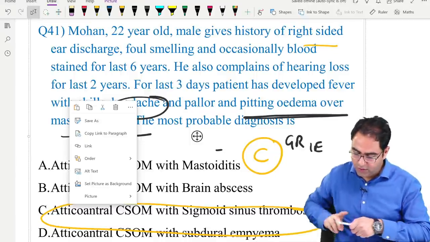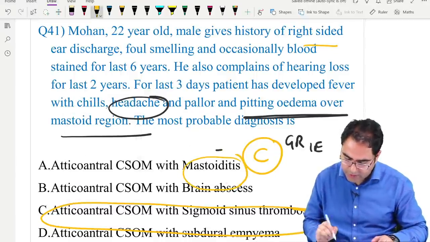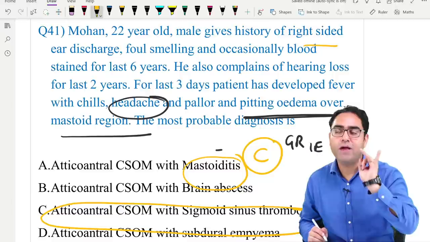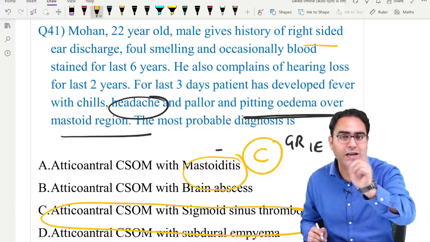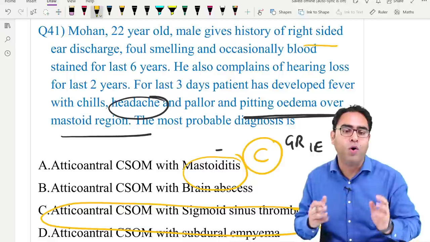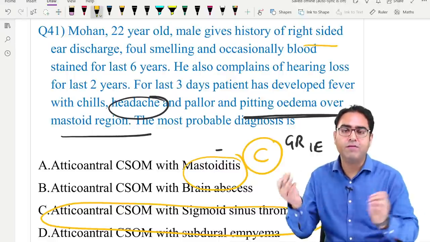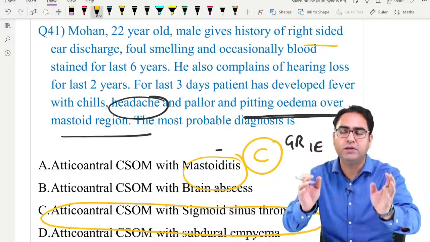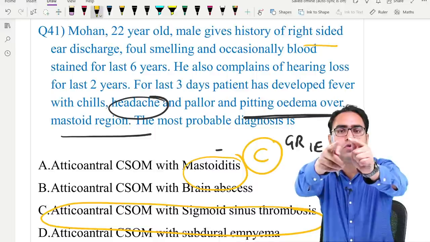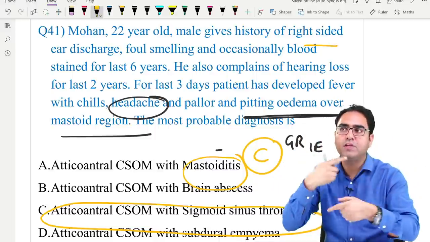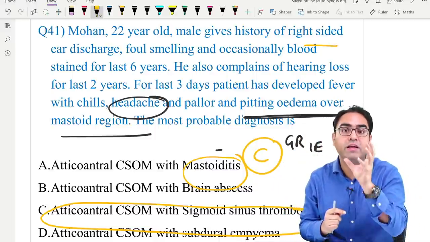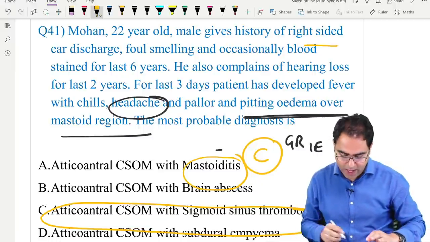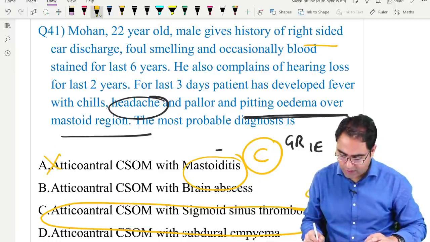Okay, fine. Why is it not mastoiditis? My dear friends may be thinking, sir, why is it not mastoiditis? Mastoiditis will never have headache, will never have pitting edema. There is edema, but not pitting edema. So don't go for the choice, saying oh, I know it's pitting edema on the mastoid, I will mark it as mastoiditis. No, mastoiditis will never have headache. Headache in a patient of ear discharge, CSOM, should always indicate diagnosis towards something in the brain. So sigmoid sinus thrombosis always has a Griesinger sign, and that is pitting edema over the mastoid. I hope nobody will mark A, will mark C.